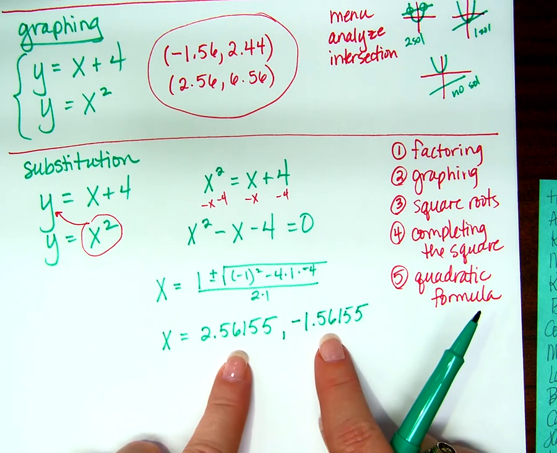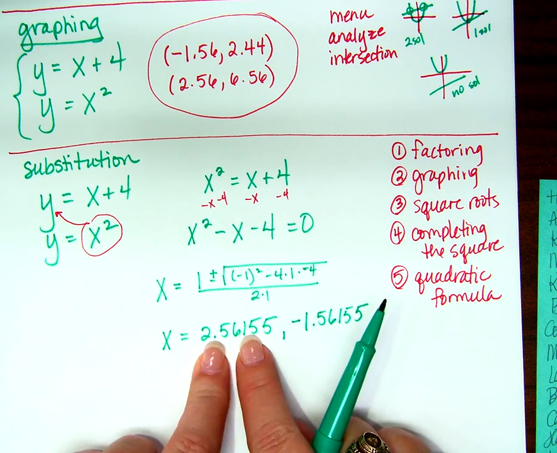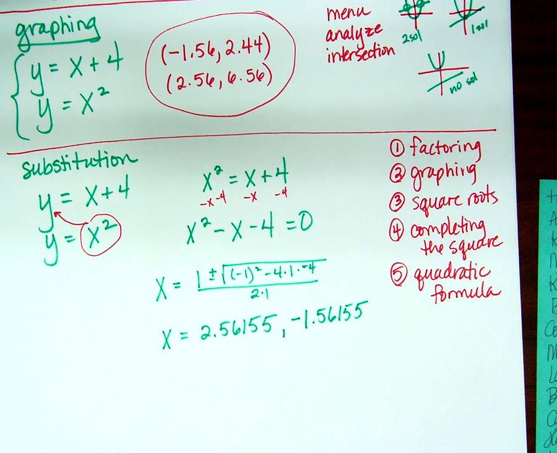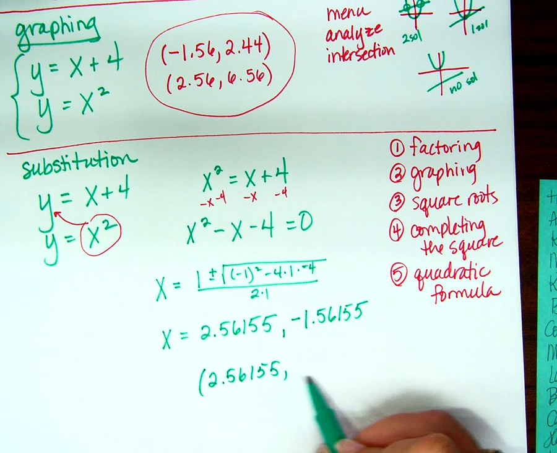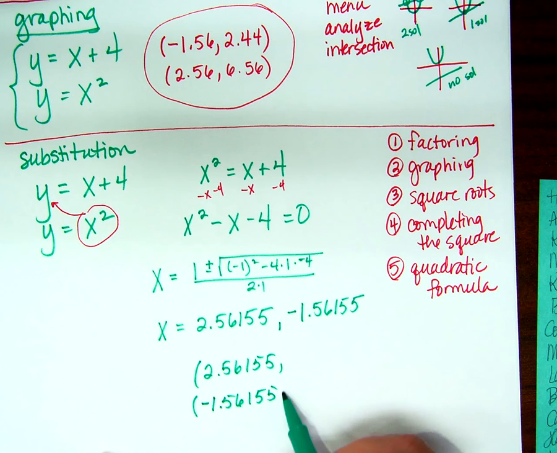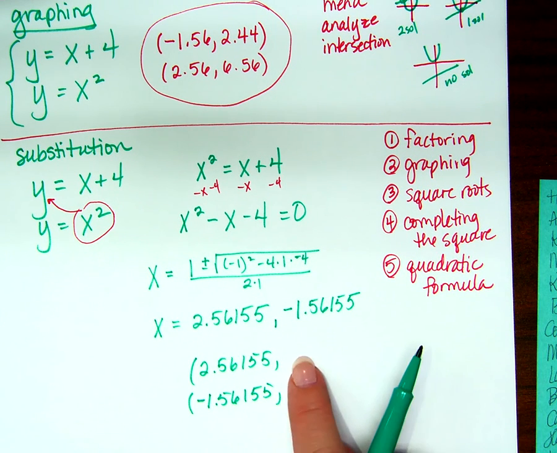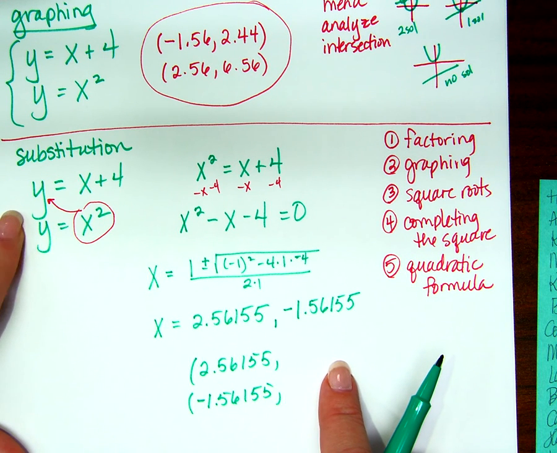So is that my point? Is that my point of intersection? Like, just put parentheses around this? Why not? Oh, that's just x equals, right? X equals this and x equals this. If x equals this and this, how many points of intersection do I have? I have 2. One of them looks like 2.56155, comma something. And one of them looks like negative 1.56155, comma something, right? How am I going to figure out what that something is? Well, that's the y value, isn't it? Don't I have 2 equations right here that equal y? So can't I just put the x in there to solve for y, right?